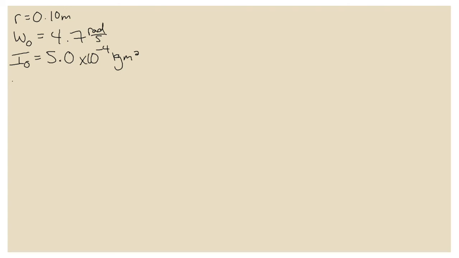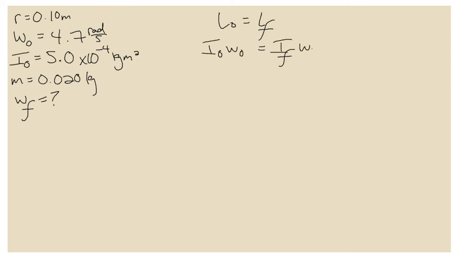The mass, we are told, of this piece of putty is 0.020 kilograms, and we're looking for omega final. As I mentioned in yesterday's video here, you're going to want to make very sure, in my view, that you solve these problems in a way that's going to make them as simple as possible without writing so much. In my view, the way to do that is to just move around all the symbols and solve for omega final first, and then make your substitutions. So what we're going to write here is I naught omega naught equals I final times omega final. And we're going to write here omega final is I naught omega naught over I final.